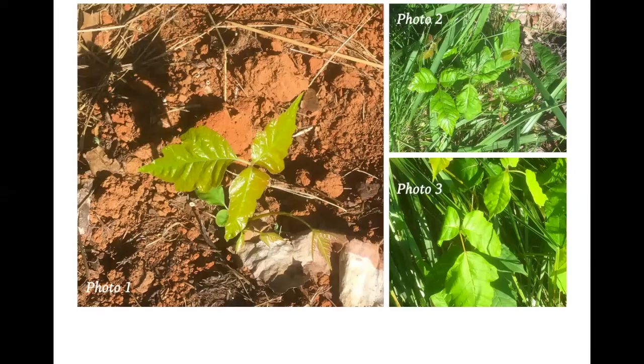Take a look at the three photos here. In photo 1, you notice a young poison ivy plant. It's a light green color, it has shiny leaves, and the leaves are divided into clusters of 3. As a matter of fact, only 3 leaves in this picture.